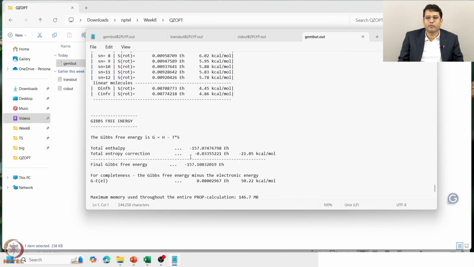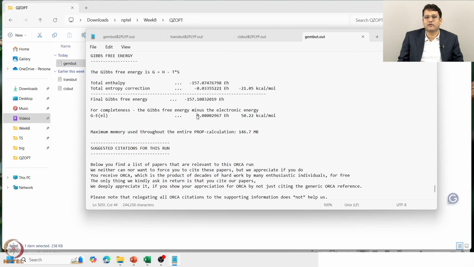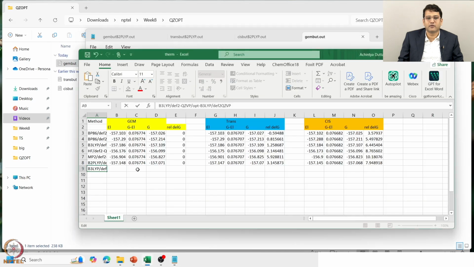So, if I do both the optimization and the frequency calculation at def2-QZVP B3LYP, this will be my thermochemistry contribution. So, I add it here.